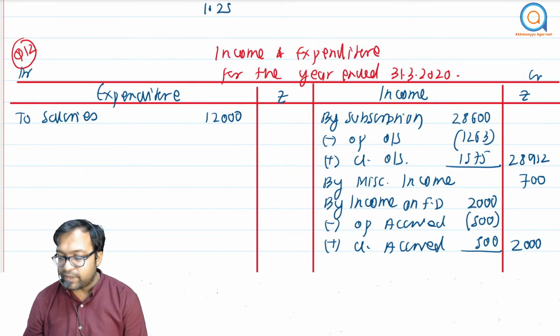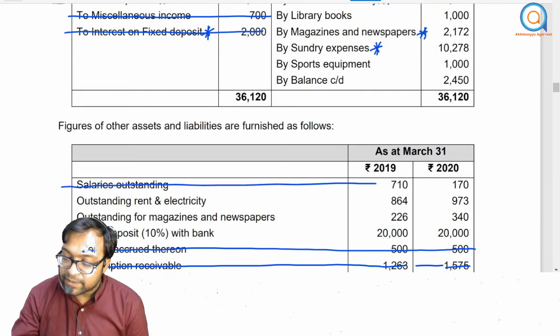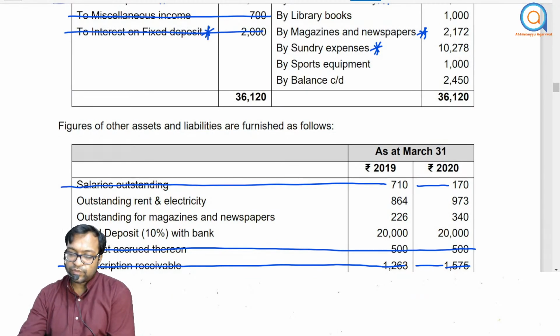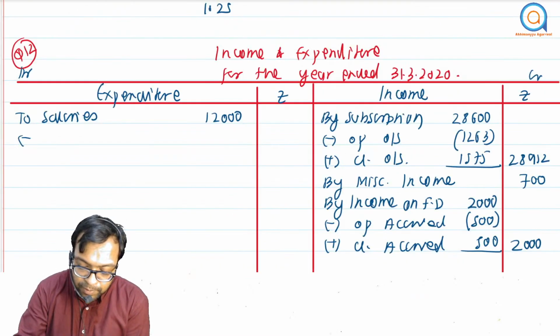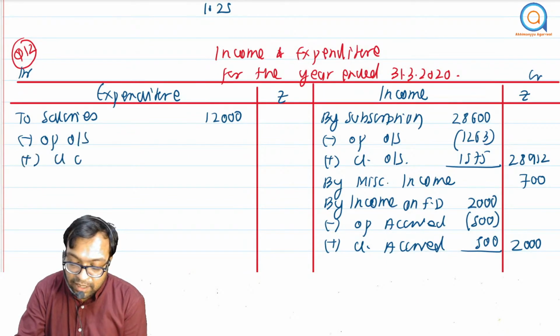Now there is some adjustment with salaries, so let me go and find salaries outstanding. Opening and closing both are given, 710, 170. So let me write for you. Opening outstanding will be deducted and closing outstanding will be added.